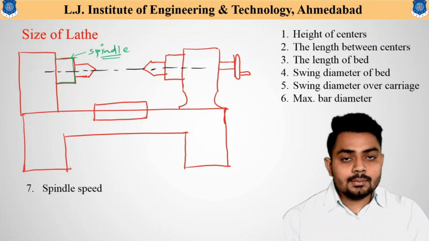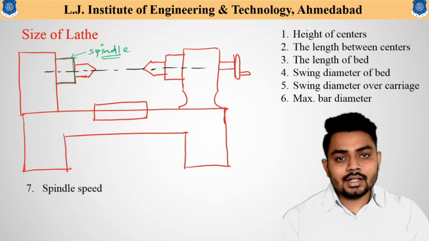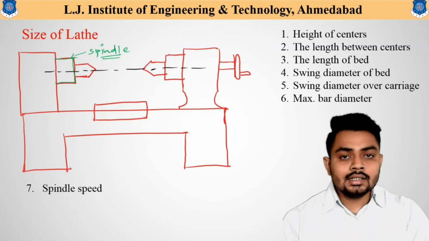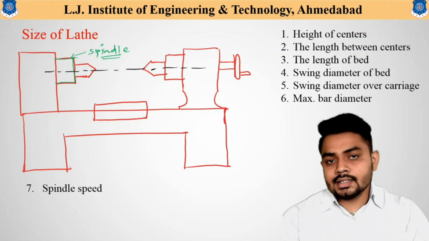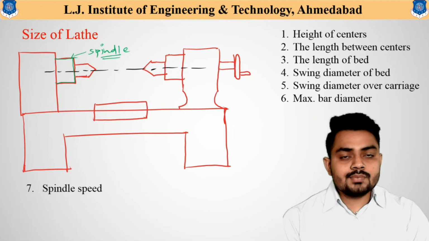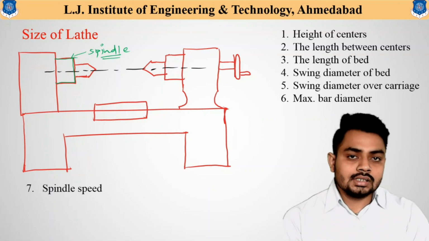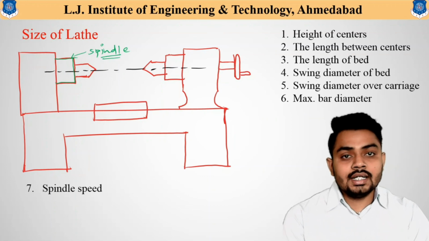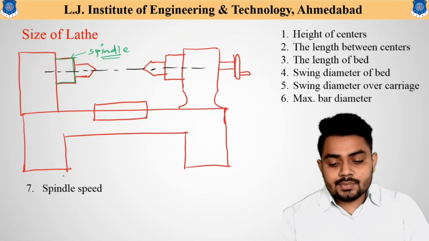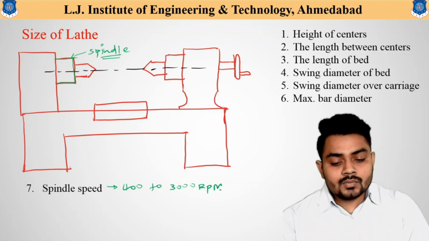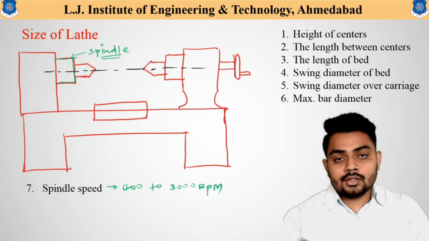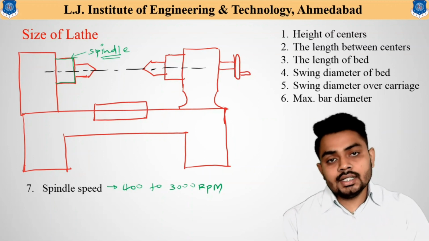Based on the motor provided to the particular headstock, there are different spindle speeds that can be adjusted, and in the market different spindle speeds are available based on the motor connected to the particular lathe machine and the basic weight of the lathe machine. So the spindle speed can be in the range of 400 to 3000 rpm based on the motor connected to the particular spindle section of the headstock.